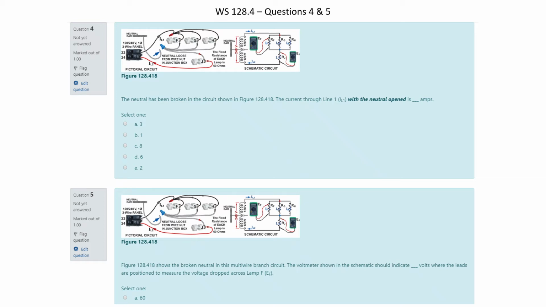All right, so I had a request for a little more help on lesson 128. This is a tough lesson. This is probably as tough as it gets as far as math and formulas and figuring out a schematic and everything.